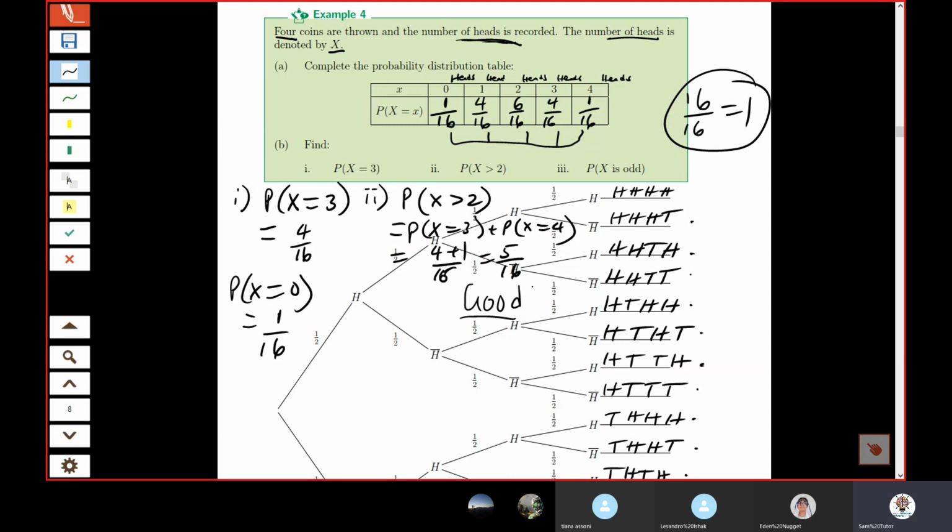Girls, make sense? Yeah. And then triple i. I told you this one is probably easier than last week. Probability that X is odd. What's the probability that the number of heads is odd? That means you need to get 1 and 3. And then that becomes 4 and 4, 8 on 16, which equals a half.